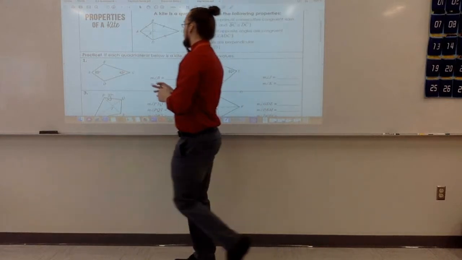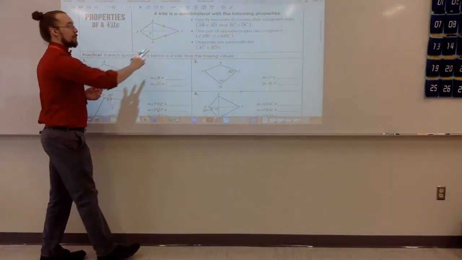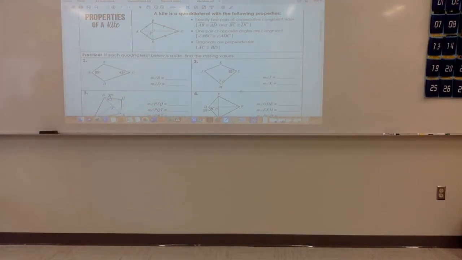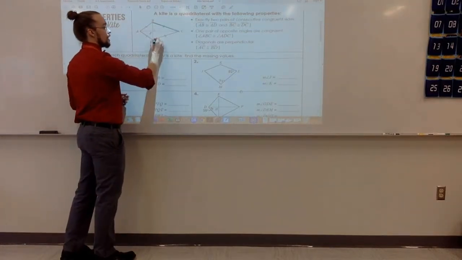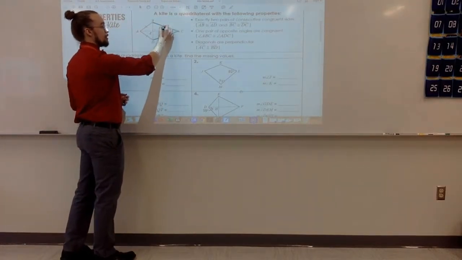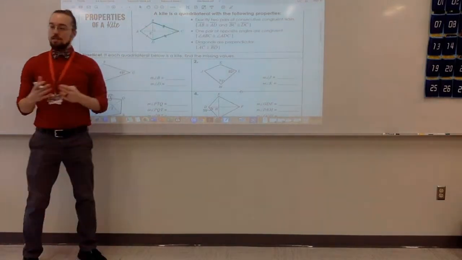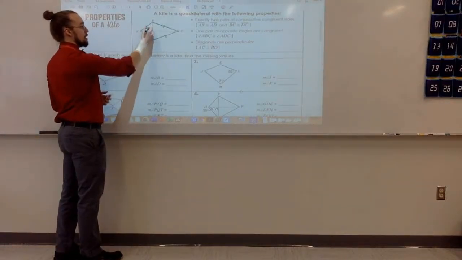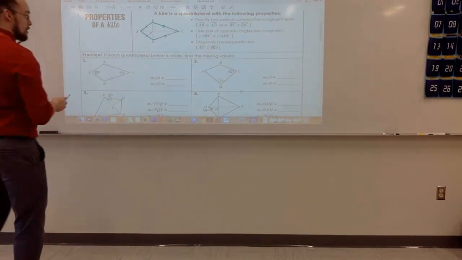Our definition of a kite is up here: exactly two pairs of consecutive congruent sides. That means there are two pairs of sides that are exactly the same length, but those are right next to each other. In this example, BC and DC have the same length, and AB and AD have the same length. So a kite is a quadrilateral with two pairs of consecutive congruent sides.